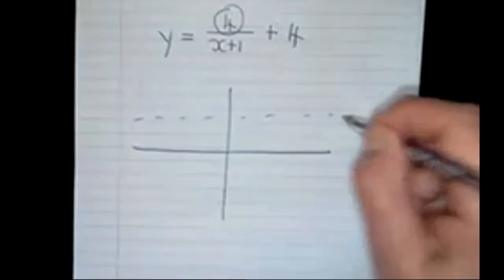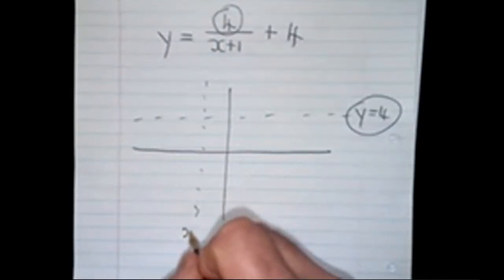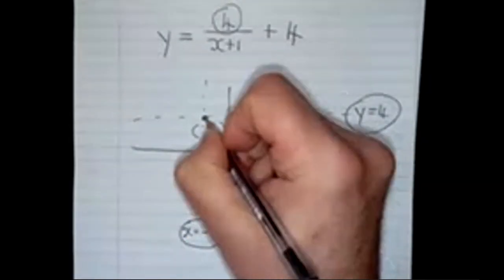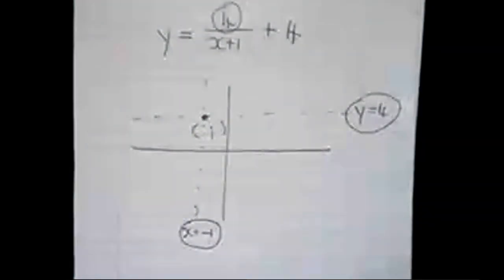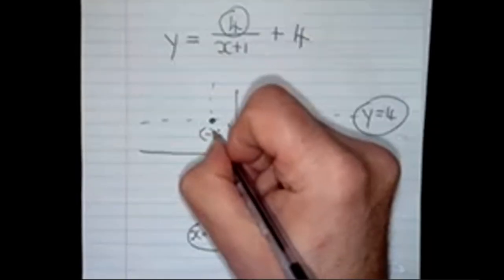Dotted line: Y equals 4. This one is the opposite. Dotted line: X equals minus 1. Now write down the coordinates of the new origin. It's valuable. I promise you it's valuable. How fast are you? Have you written that? Minus 1, 4.